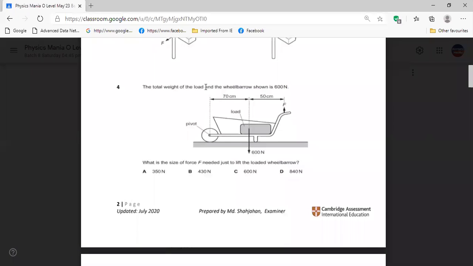Now question 4. The total weight of the load on the wheelbarrow shown is 600 newtons. What is the size of the force S needed to lift the loaded wheelbarrow? Can you do the working on your copy? Yes, sir. Are you using laptop or mobile phone? Phone. Okay.